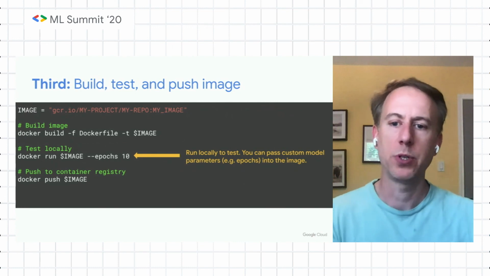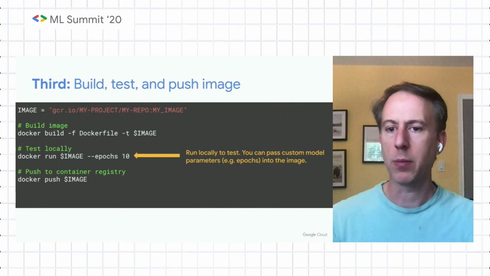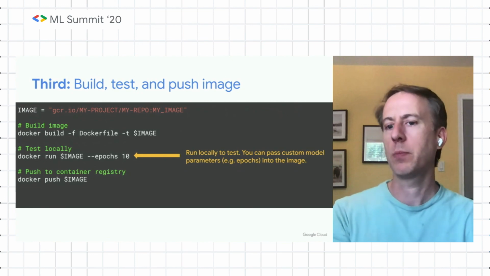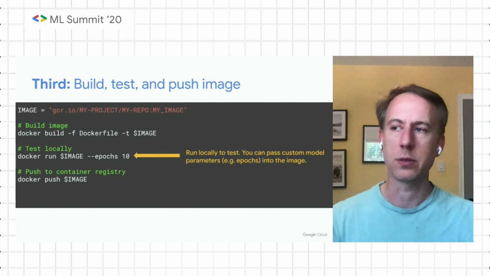Then the next step is pushing to the container registry. You've built the image, and now you're pushing the binary up to the cloud so that you or other members of your team can use it in a training scenario.